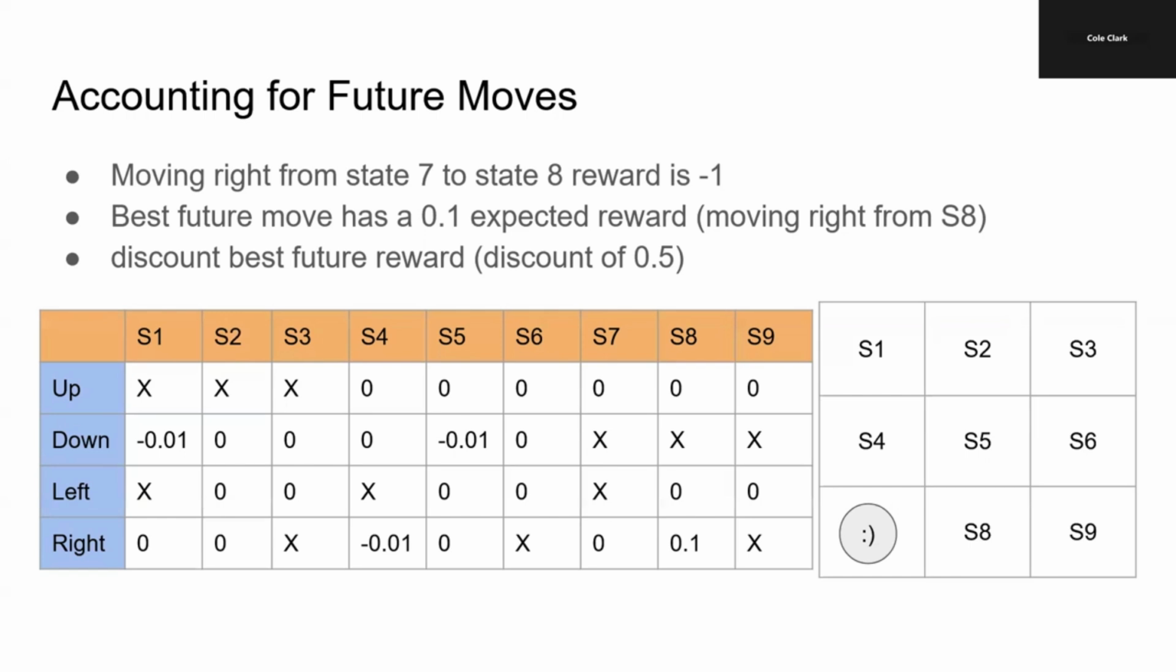If the agent is at state 7 and moves to state 8, we will look at the maximum Q value for state 8, since the agent can take that move next. In this case, the best move from state 8 is right, with a Q value of 0.1. We could just add this value to the reward, but since the agent doesn't have its reward yet, it would make sense to discount this future Q value.